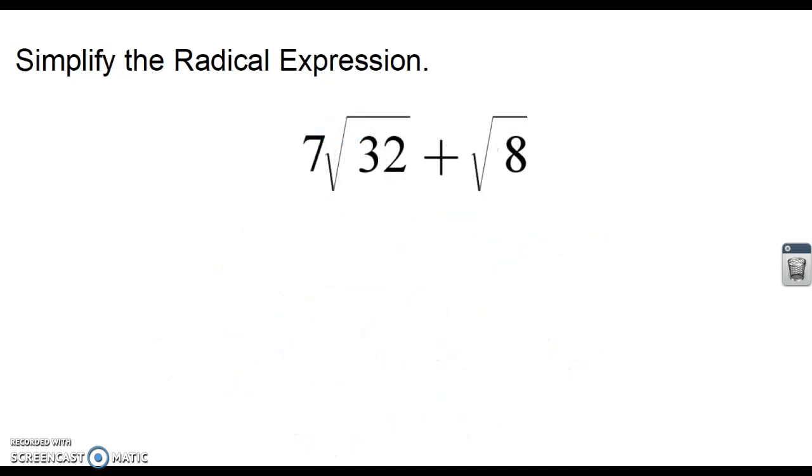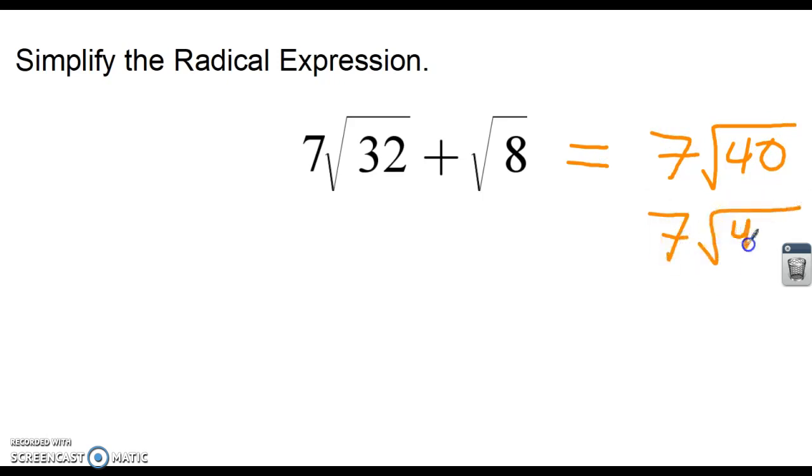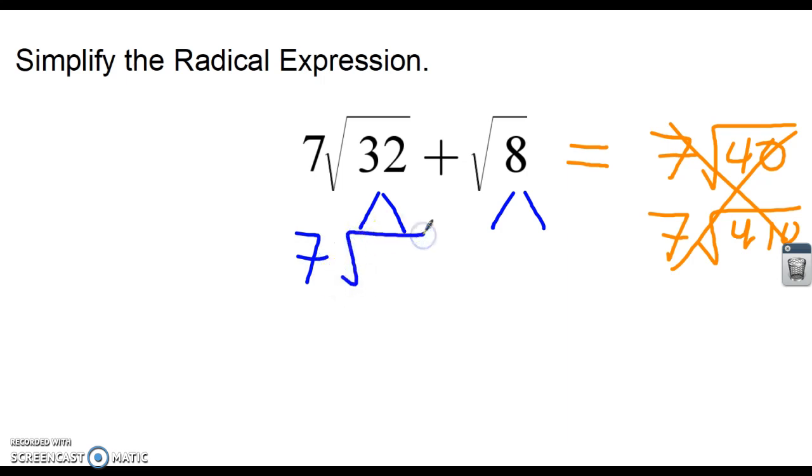A lot of you made mistakes on this problem on the quiz, and you mistakenly wrote 7 times the square root of 40. You simplified that into 4 times 10. But that's wrong. I cannot add these together because they are not like terms. So the first thing I must do is try to see if I could simplify the radicals. If I could simplify the radicals, then I might be able to add these together eventually when they have the same radicand. 8 is 4 times 2.